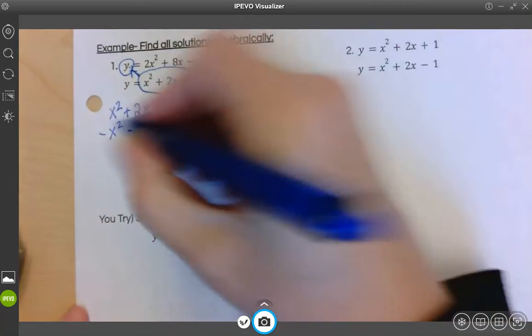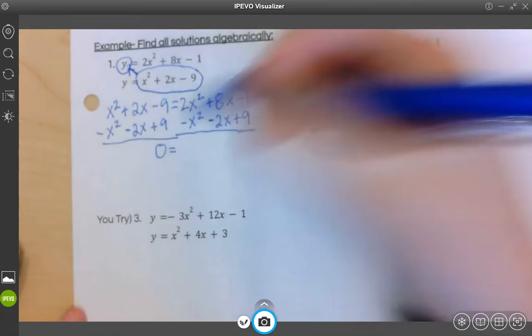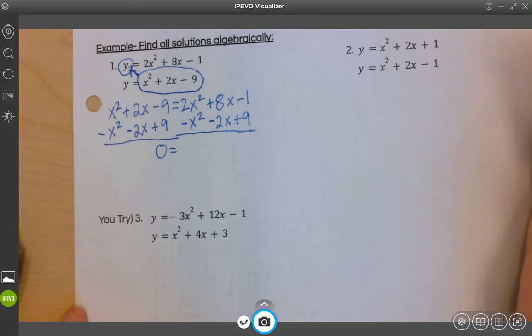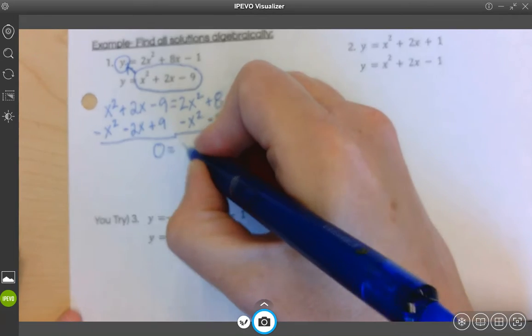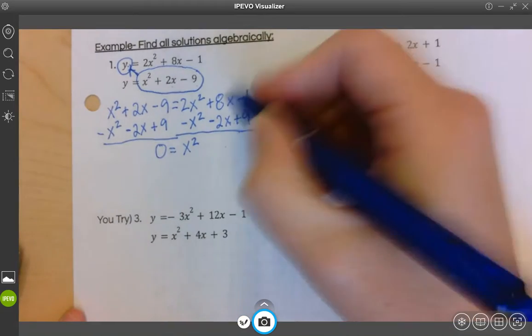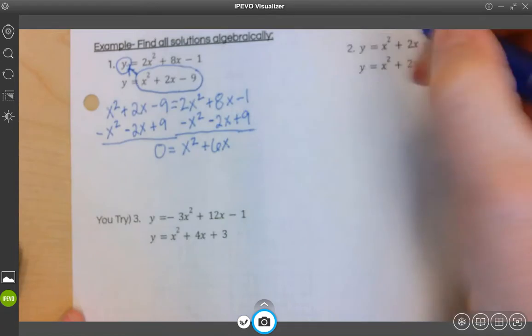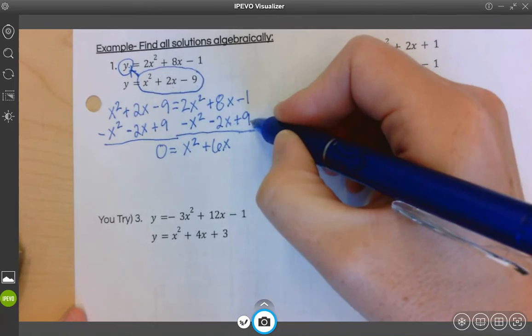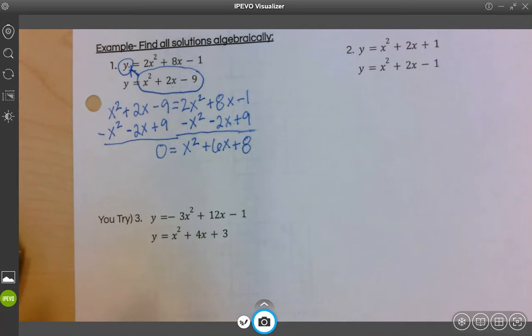And doing all of that on the left side, everything is canceling, 0. And then on the right side, I just need to subtract: 2x squared minus 1x squared is 1x squared. 8x minus 2x is 6x. And negative 1 plus 9 is 8. Okay, I'm going to pause for a minute because those of you who have not been in class, it takes a minute to absorb putting those two equations together.